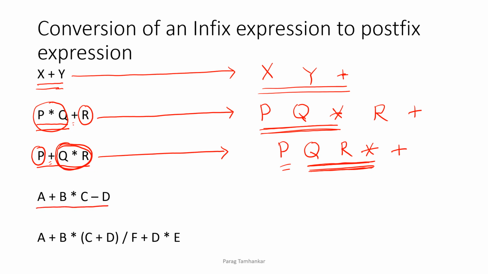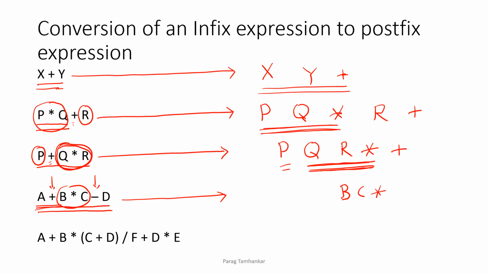If you look at the fourth example, we will do it the same way. First we are going to perform multiplication. So we first write operand 1, operand 2, and then the operator. Then addition and subtraction have the same priority. Assuming that they associate left to right, first we are going to evaluate addition.